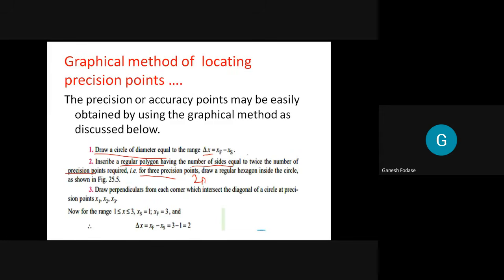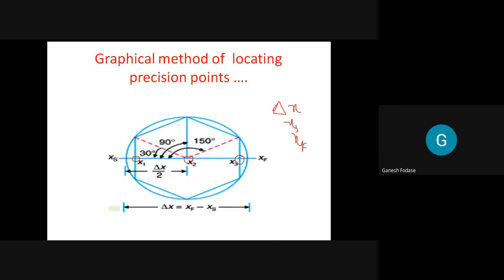So first step, draw a circle. Then inside that circle, fit a polygon, and the number of sides is equal to twice n, where n is the number of precision points. You can see here, first we have to draw a circle, and you can see here the diameter of the circle is equal to delta x, xf minus xs. So in the first step, I draw a circle of diameter equal to delta x. Then fit a polygon inside that circle, and the sides of the polygon is equal to twice n. Here n is equal to 3, hence a hexagon, you can see.